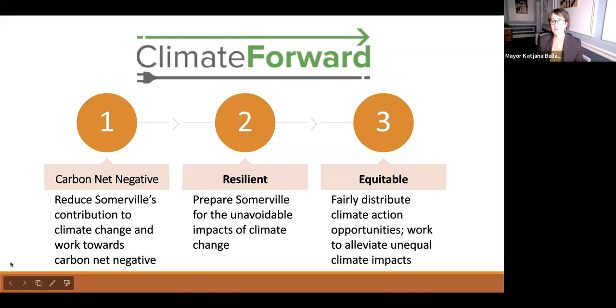It's also designed to prepare Somerville for unavoidable impacts of climate change. And it centers equity with all its efforts. What that means is that we are always striving to fairly distribute the opportunities created by climate action, such as new jobs or energy saving programs and educational outreach.